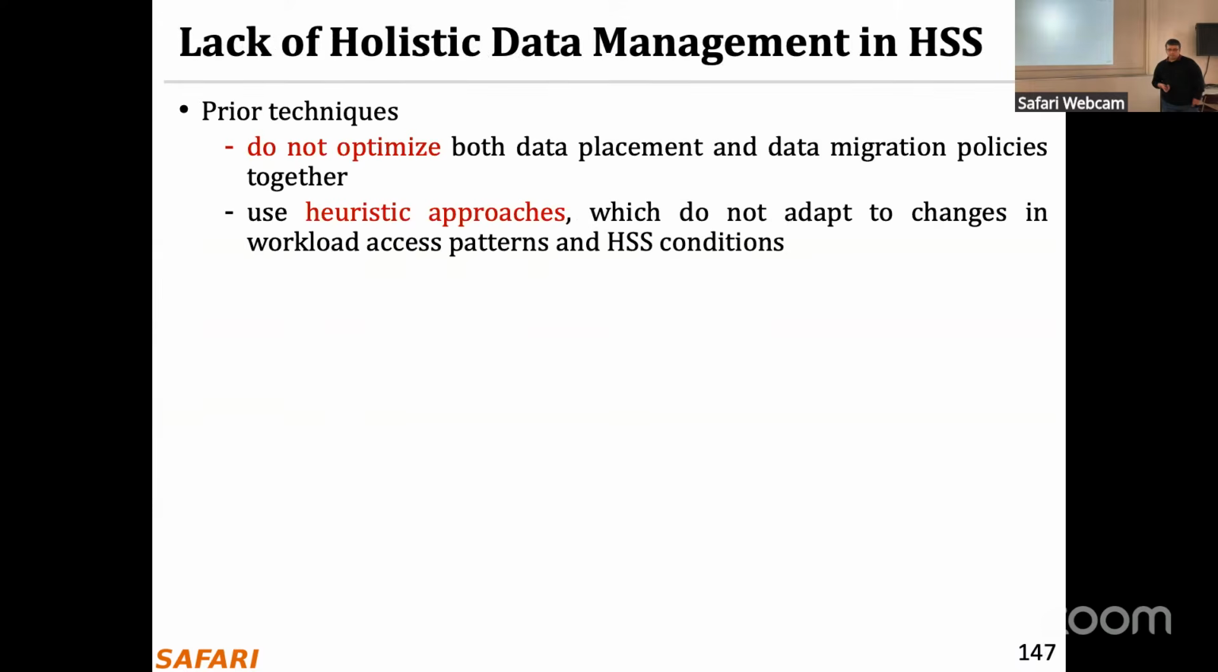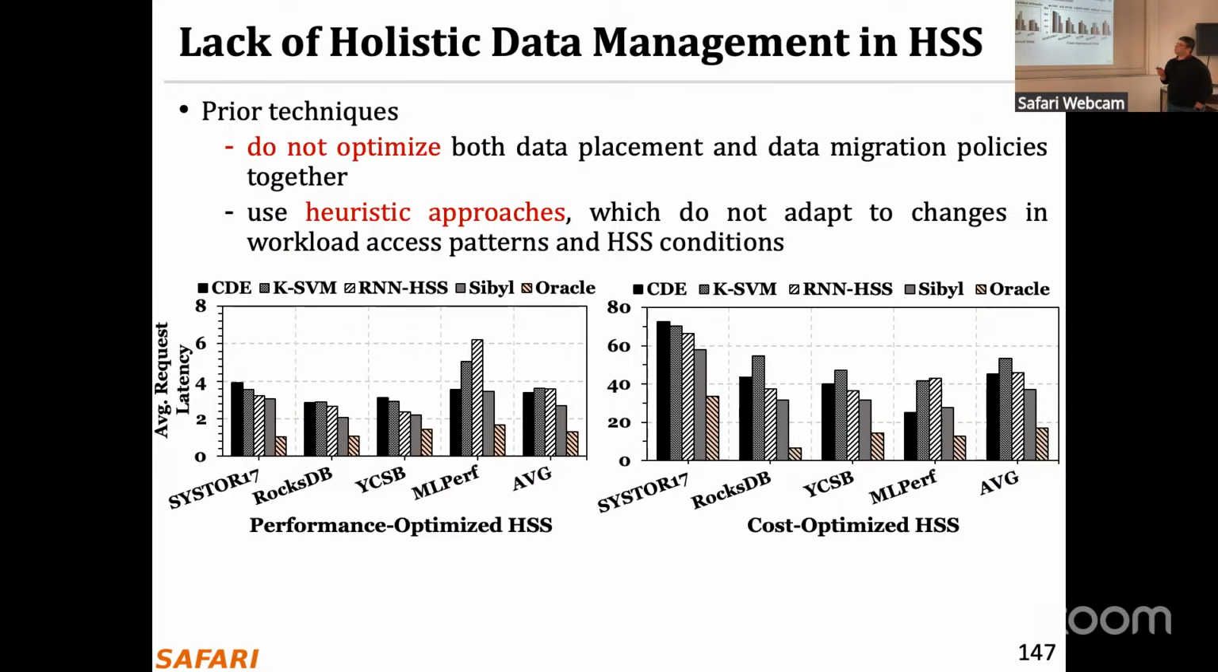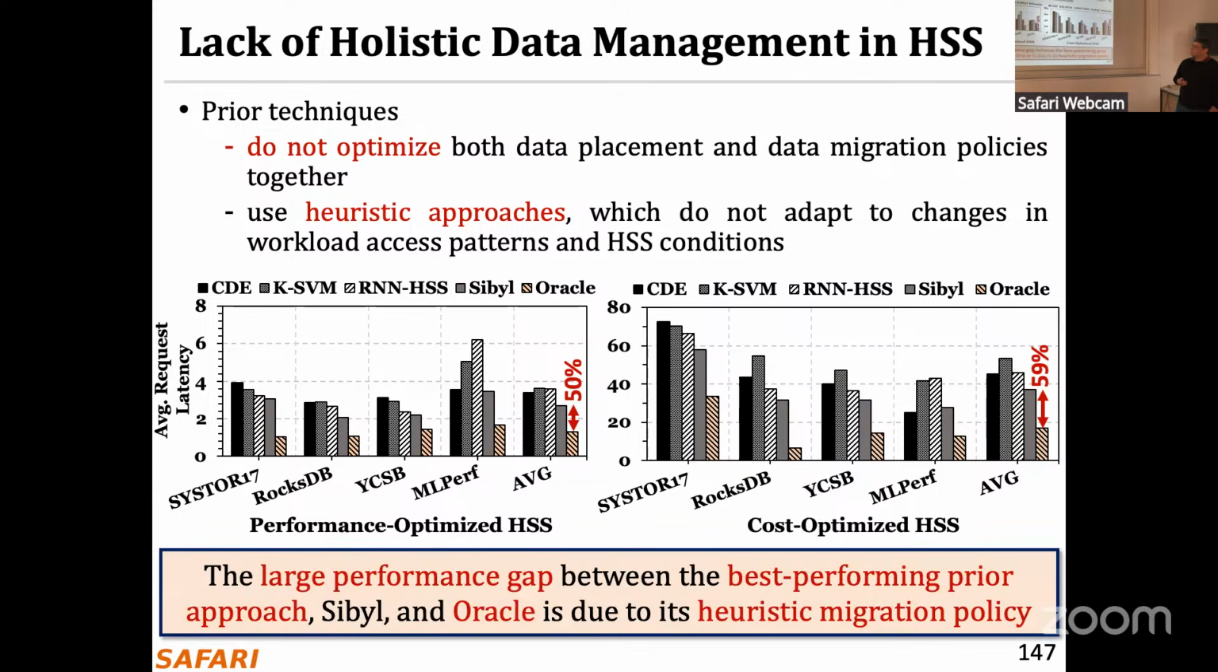So here, in terms of holistic data management, we looked at the performance of some of the same baselines that we showed before, but also looked at Sybil as another baseline and compared it to an Oracle, which has knowledge of all the access patterns. And we see that there is still a large gap, because if you have a lot of migration, then we see a large gap in terms of performance of an Oracle and Sybil. This is because Sybil ignores the data migration part and tries to optimize the placement part.